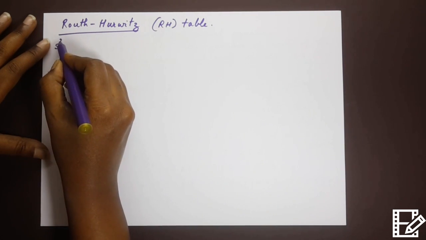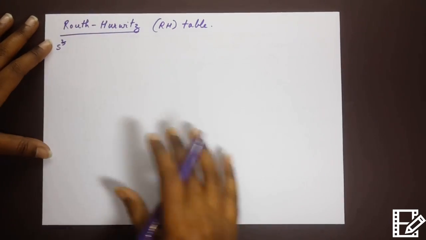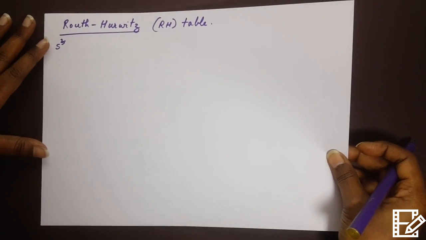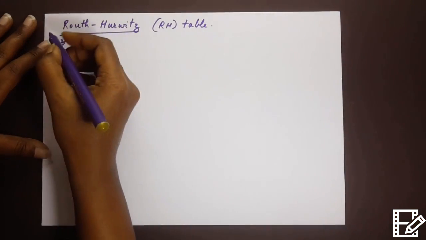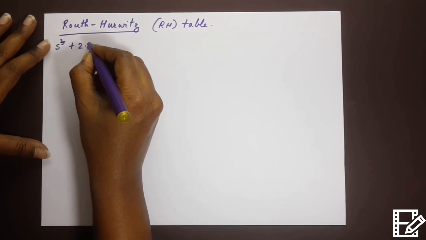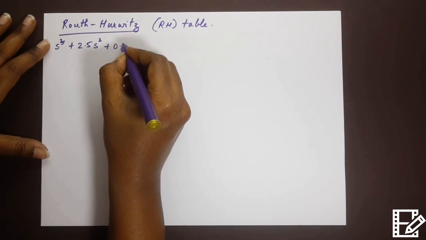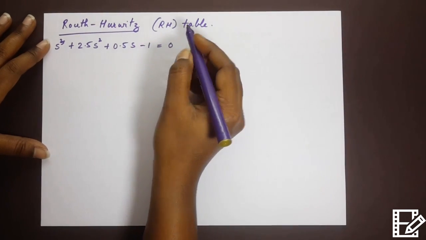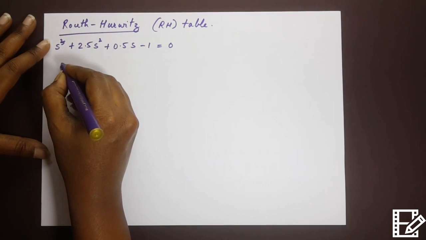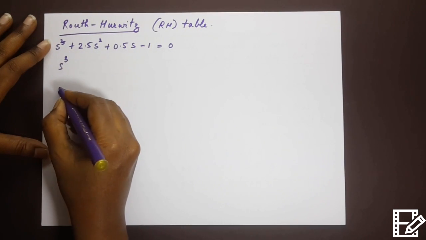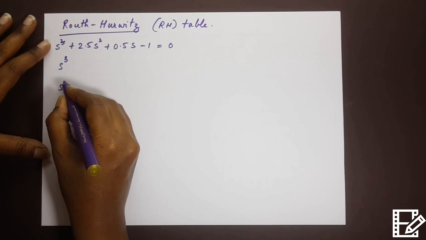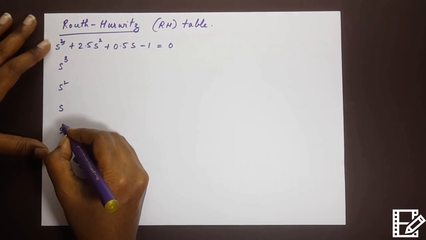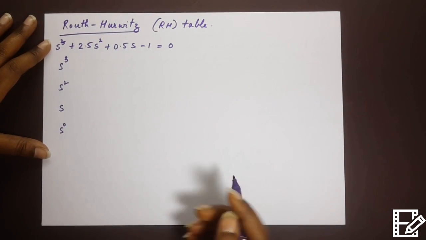Let me write down the equation. Polynomial s cube plus 2.5s square plus 0.5s minus 1 is equal to 0. So the first step of forming the RH table is to write down the powers of s in order here. So we have s cube, s square, s, and the constant corresponds to s to the power of 0.